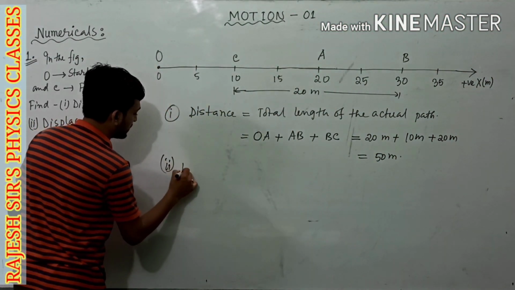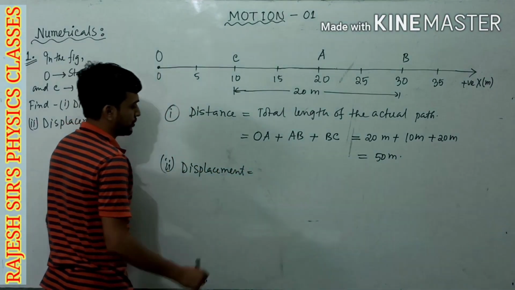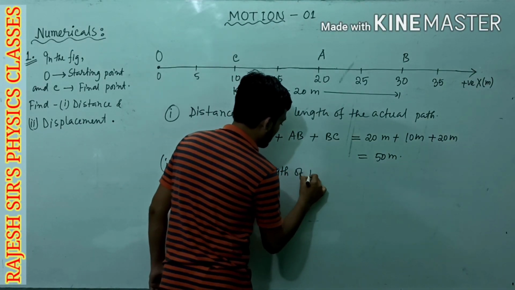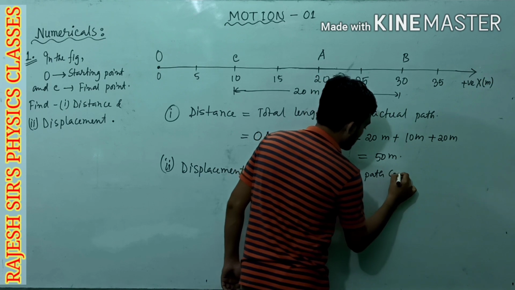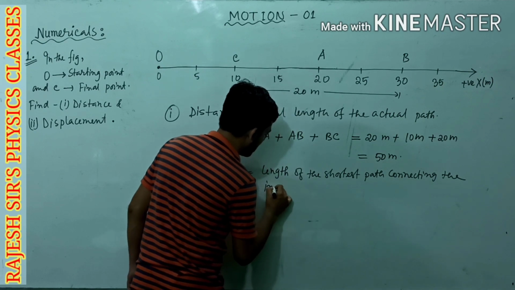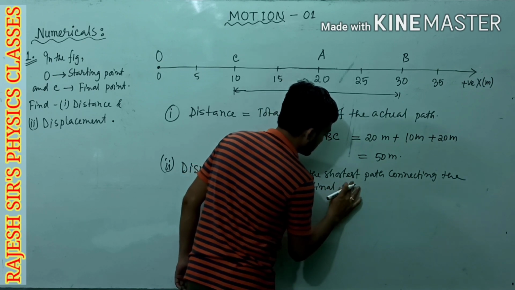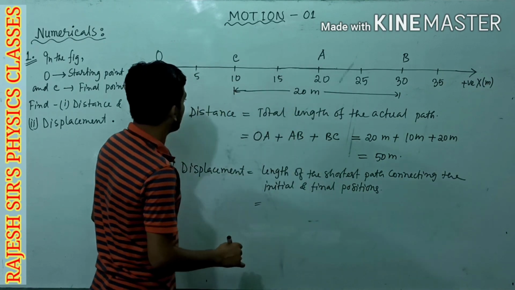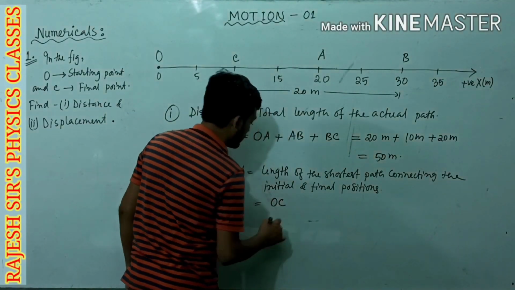Now displacement will be what? Displacement is the length of the shortest path connecting the initial and final positions. Now what was the initial position? O. What is the final position? C. So displacement will be OC.